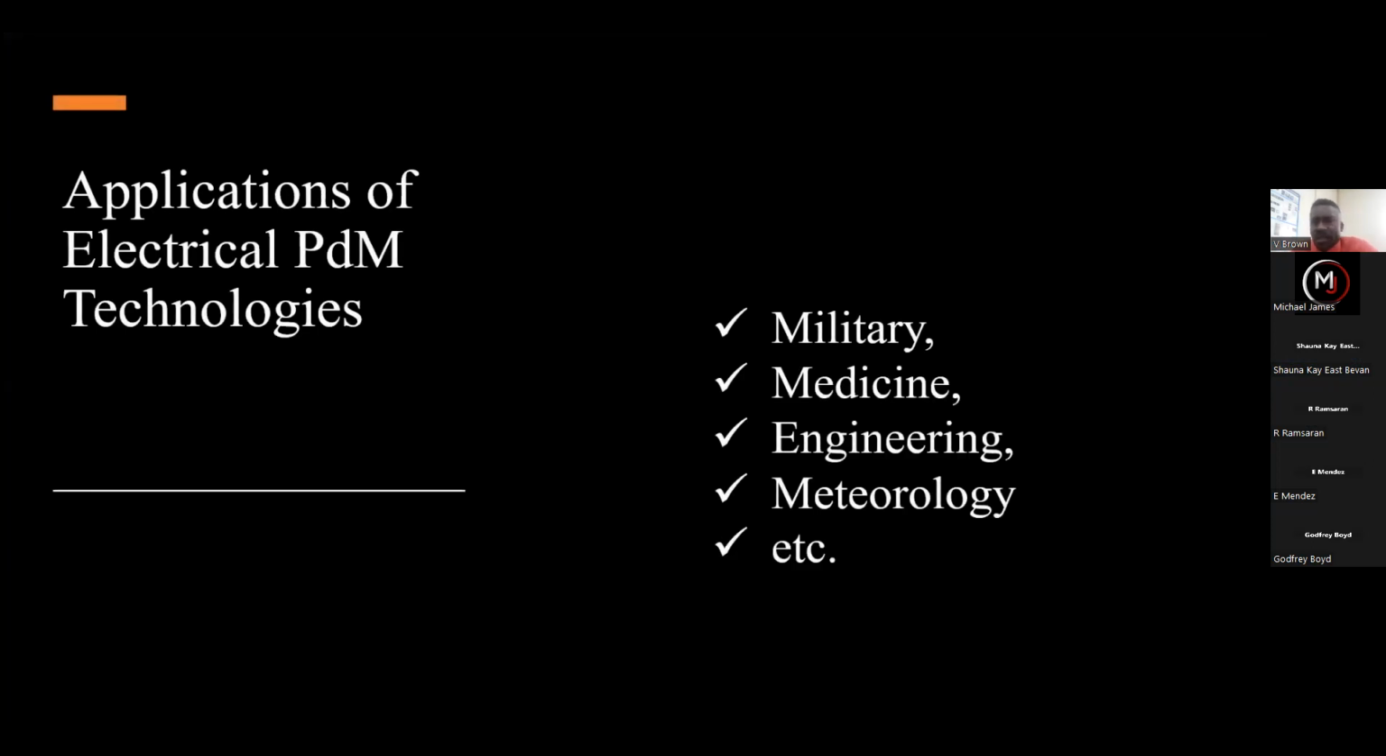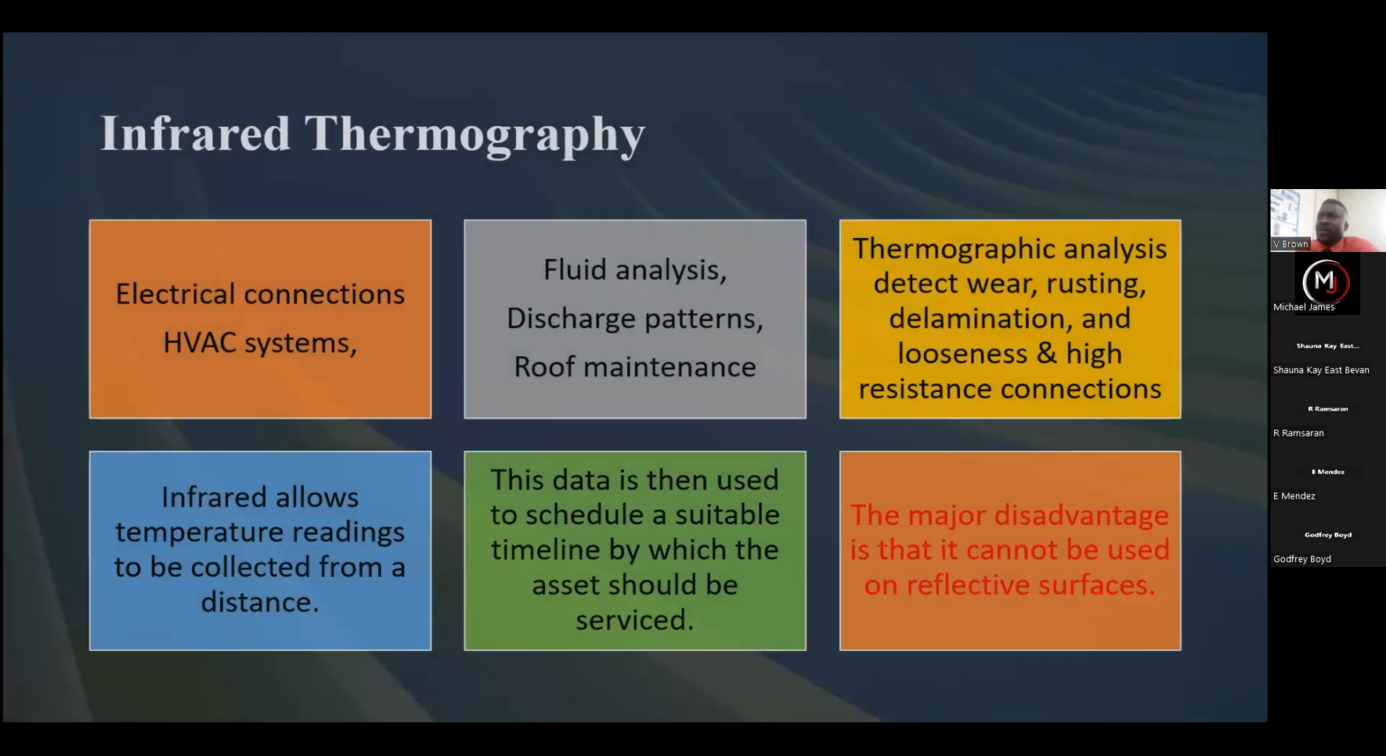The application for this is wide. The military use it, they use it in medicine, they use it in engineering, and also in meteorology. This is a screen here of infrared thermography. Yes, there are different applications of it.